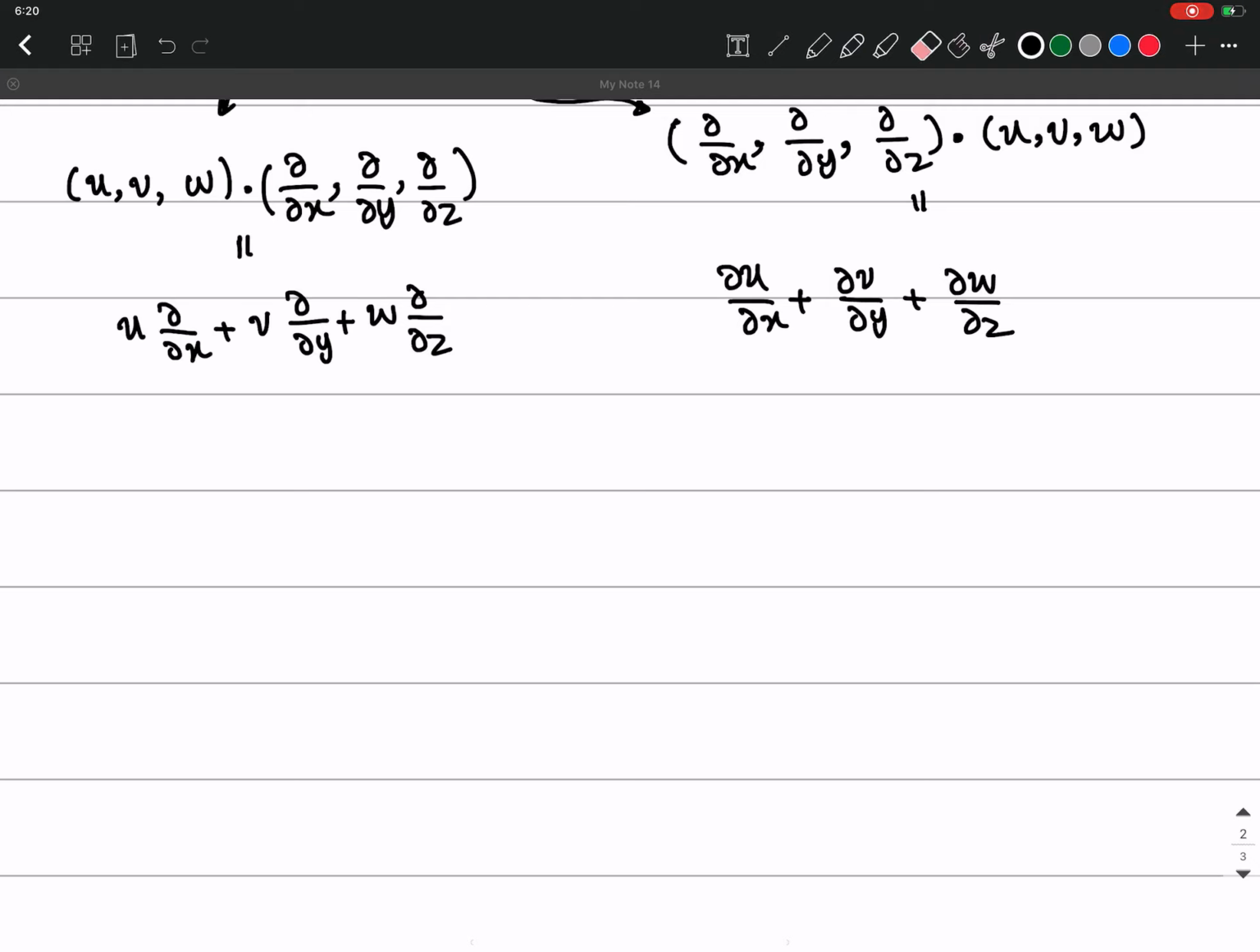So in the next part, I'm going to talk about large CVs versus small CVs and derive the hydrostatic pressure equation using a small CV.